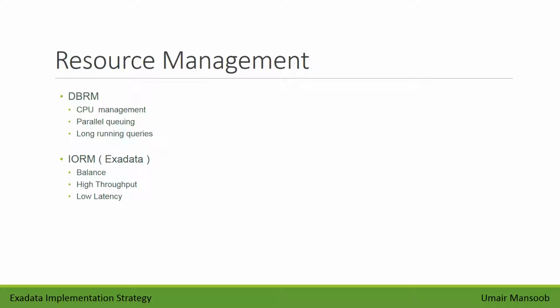If you are planning to use Exadata as your consolidated platform, you might want to look into implementing some level of resource management so that you can get consistent performance across different workloads and databases. You can use the Oracle native resource management tool called Database Resource Manager to manage CPU utilization, parallel queuing, and long-running queries. And you can use IORM, which is an Exadata native utility, to manage I/O throughput and latency.